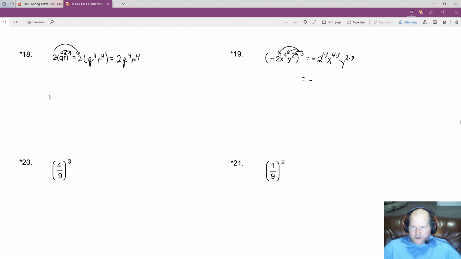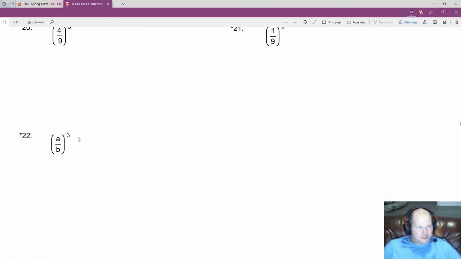What that gives you is a -2 to the third power, x to the 12th power because 4 times 3 is 12, and y to the 6th power because 2 times 3 is 6. Next, because negative 2 to the 3rd power is equal to a negative 8, we bring that down, and then we just bring x to the 12th power and y to the 6th power down.